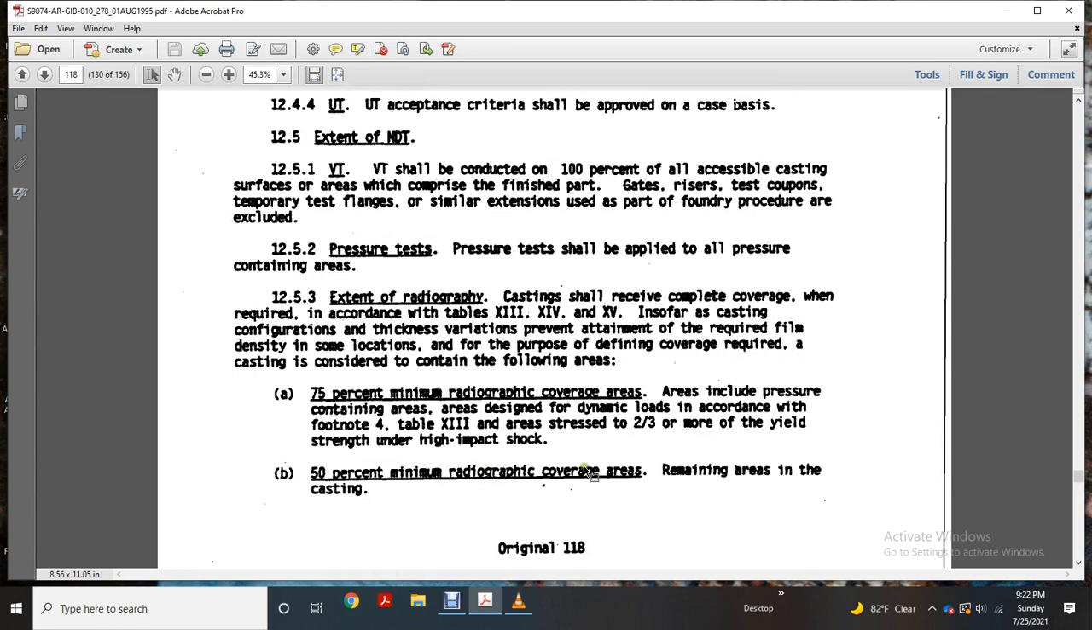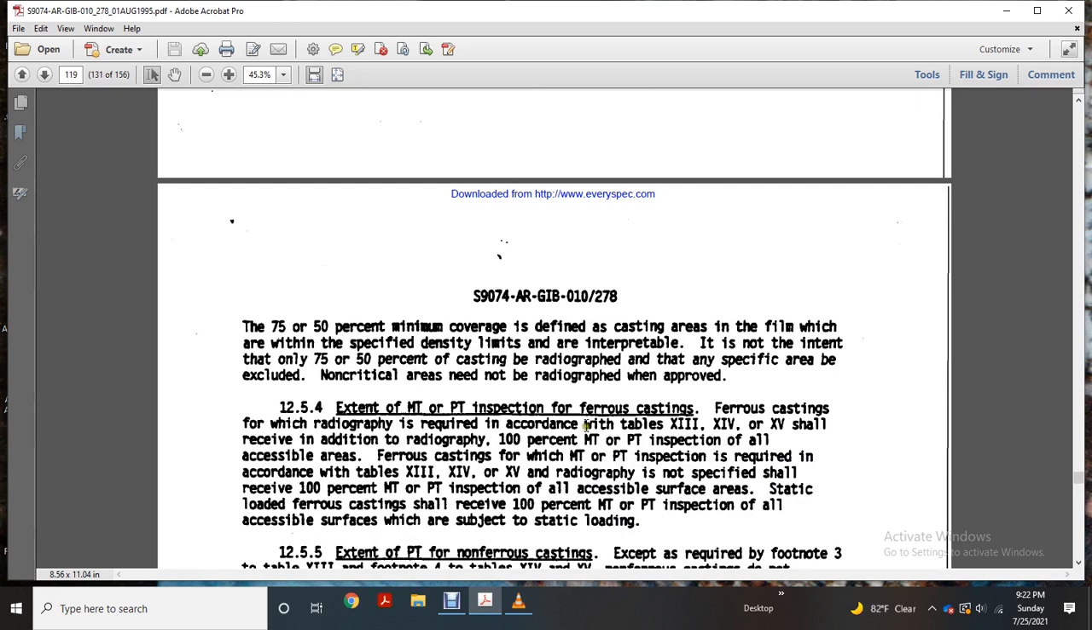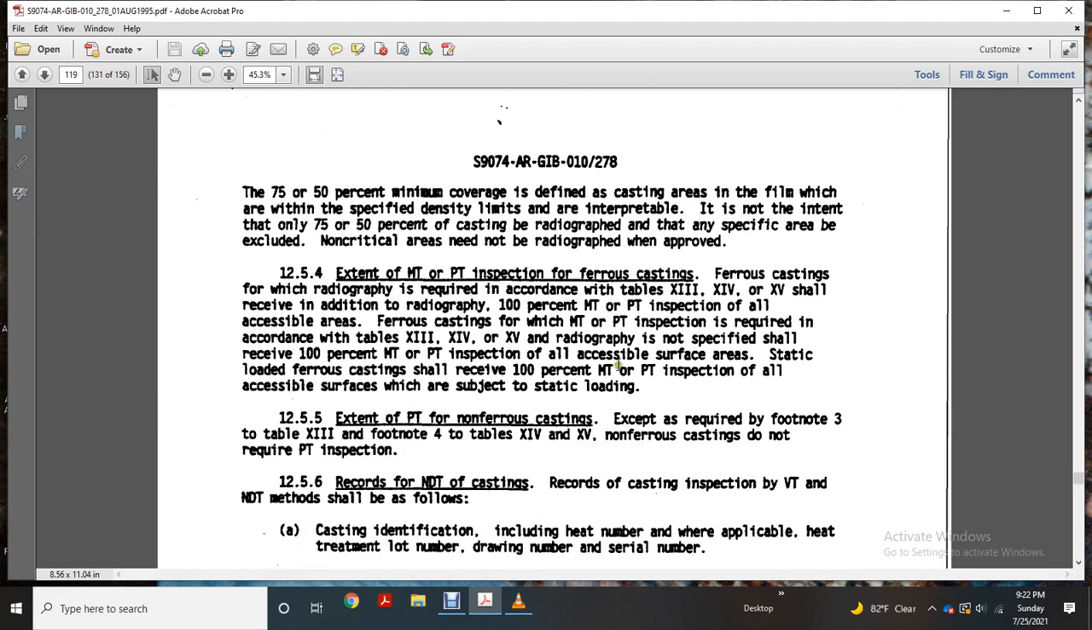50% minimum radiographic coverage for the remaining areas in the casting. 70-50% of the minimum coverage defined in the casting area where the film width with the specified density is limited. Interpretable is not intended with only 75-50% of the casting radiograph in a specific area. The sleeve of the non-critical area was not radiographed when approved.